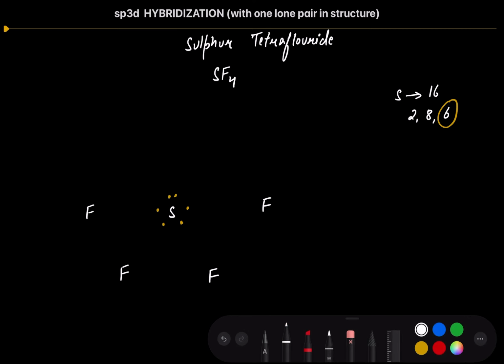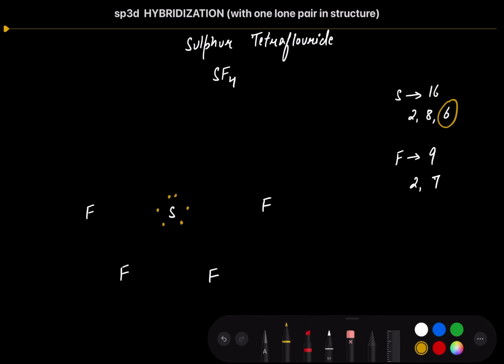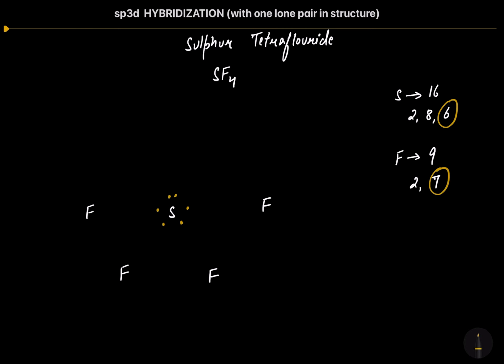Now let's talk about the fluorine. The atomic number of fluorine is 9, so its configuration will be 2, 7. That means fluorine is going to have 7 electrons in its valence shell. Now let's mark the 7 electrons around all the fluorines. Let's talk about the first fluorine: the first electron, second, third, fourth, fifth, sixth and the seventh.